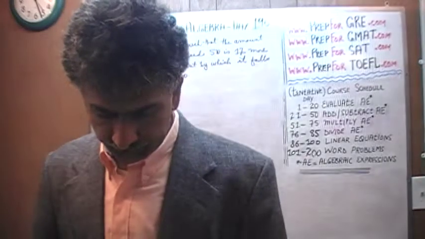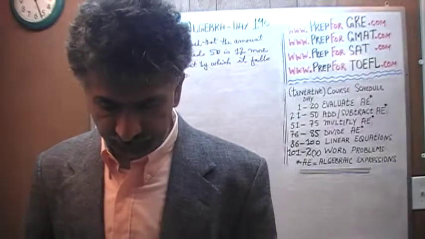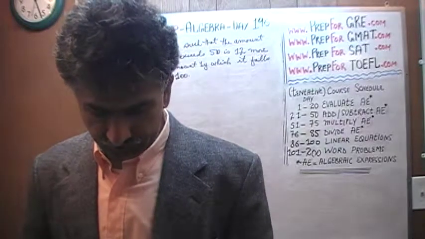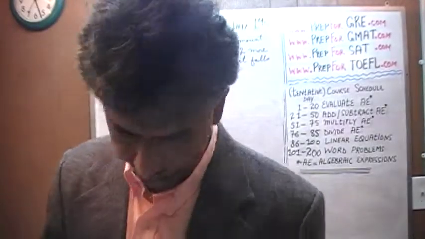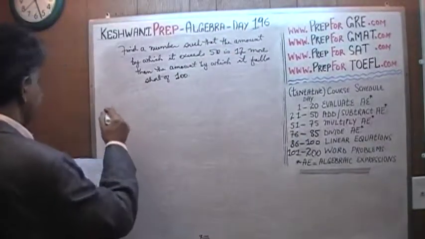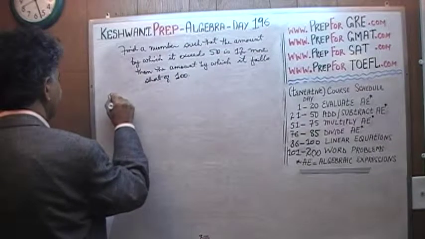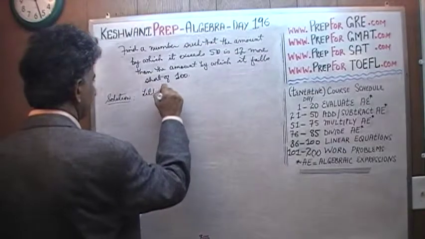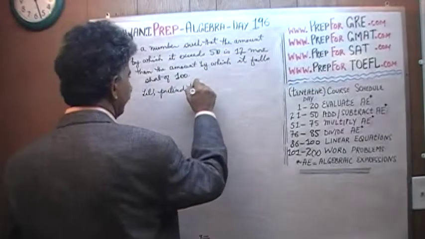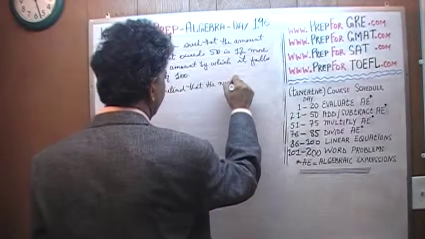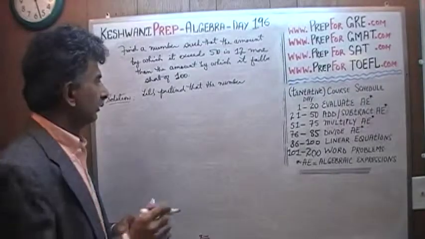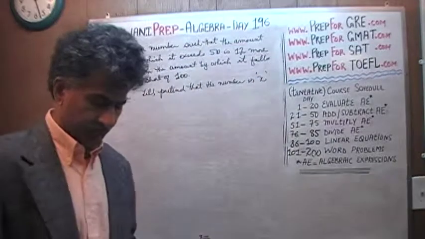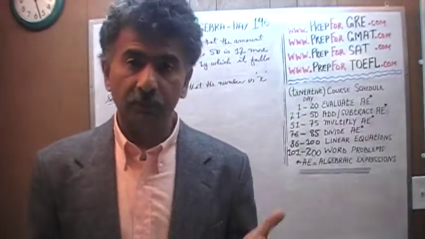What is that number? The amount by which it exceeds 50 is exactly 12 more than the amount by which it falls short of 100. Well, here's the solution. Let's pretend that the number that we are looking for is x, so we can talk about it.